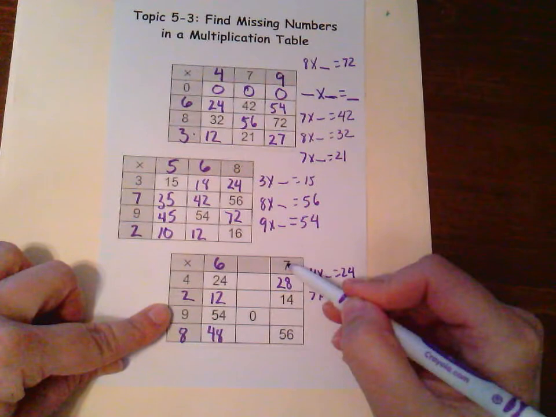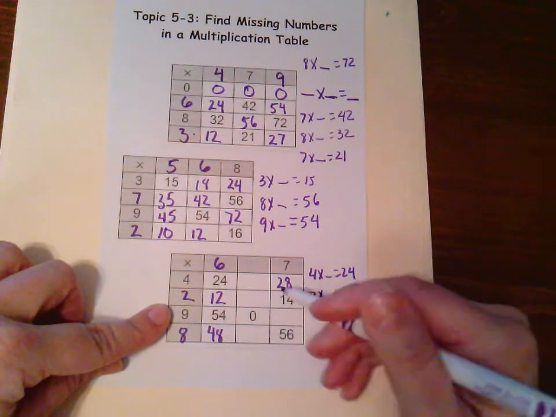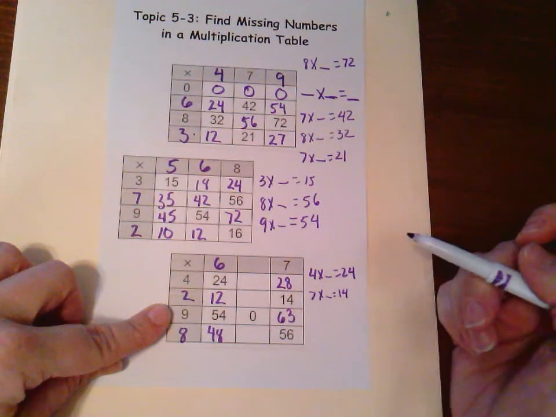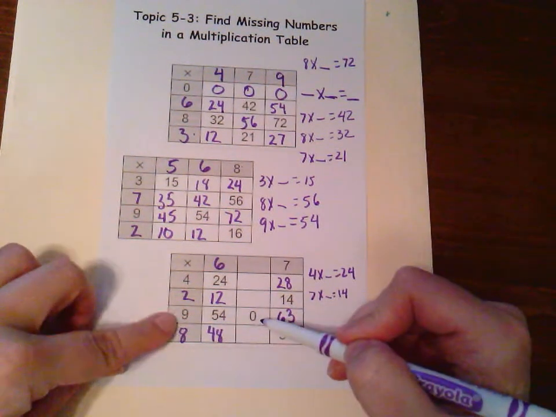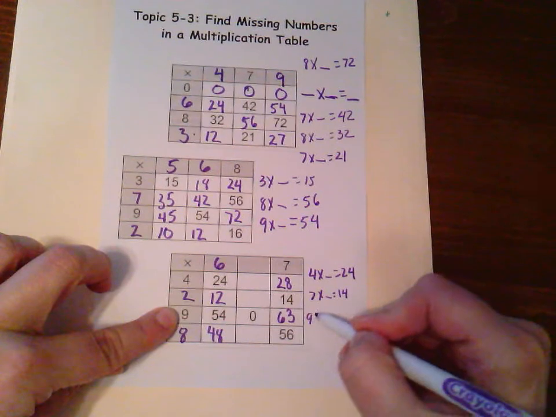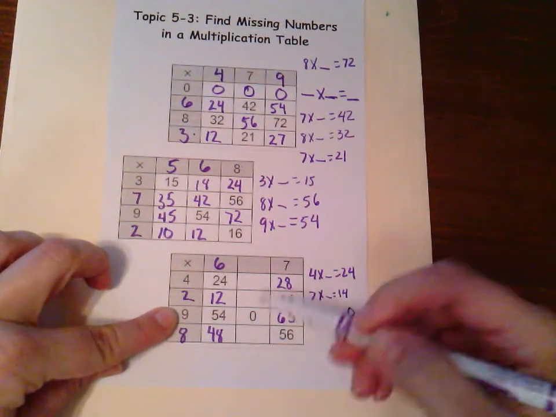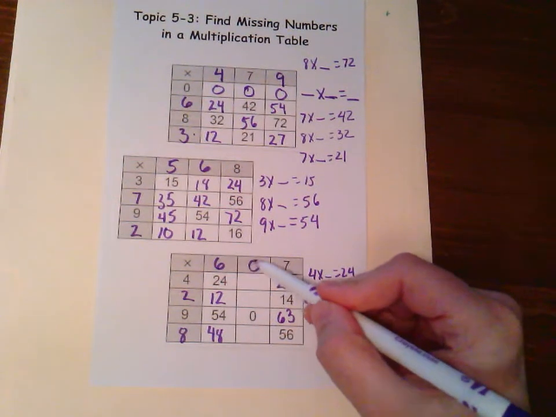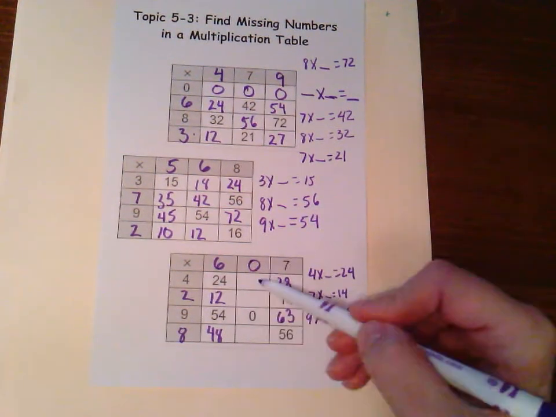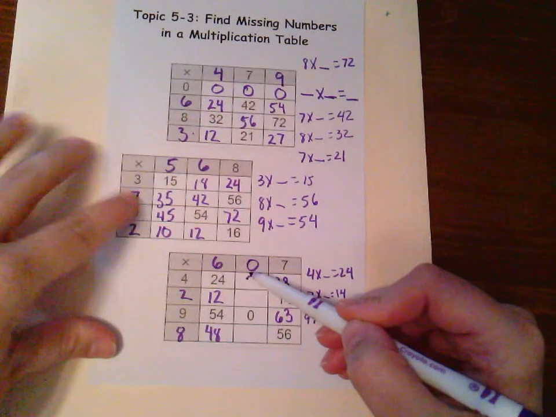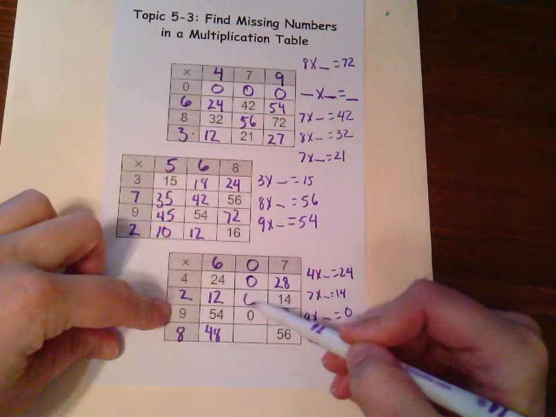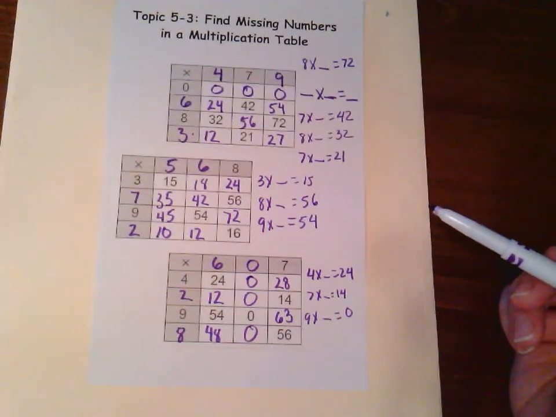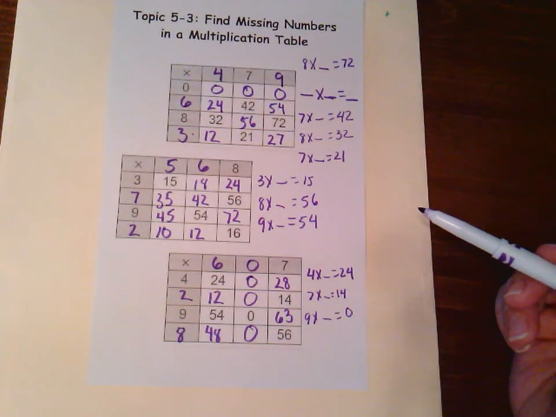Here I have that 9 and that 7 matching up, so I know 9 times 7 is going to give me 63. Now I've got a 9 as a factor and a 0 as my product, so I need to think 9 times what would give me 0, and of course that answer is going to be 0. And then when I fill in all of those products, 4 times 0 is 0, 2 times 0 is 0, and 8 times 0 is 0. So that was a nice easy column there.